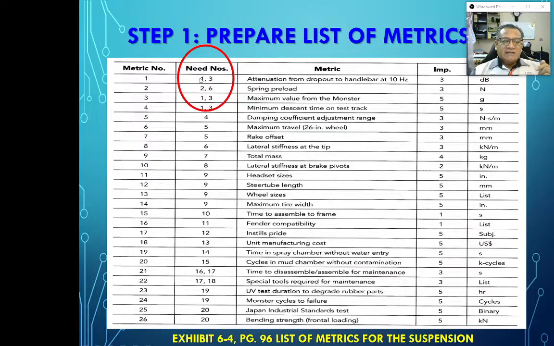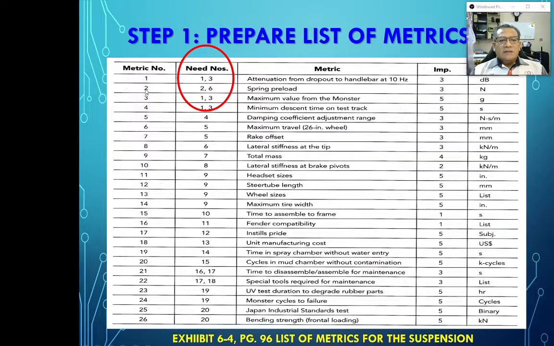Number 1 says it must be able to absorb shocks to the hand, and number 3, it must be able to handle maneuvers during a bumpy trail, right? So the importance is 3 out of 5, and the unit of measurement is dB, decibel. Okay, and the rest of the customer needs are also being evaluated.